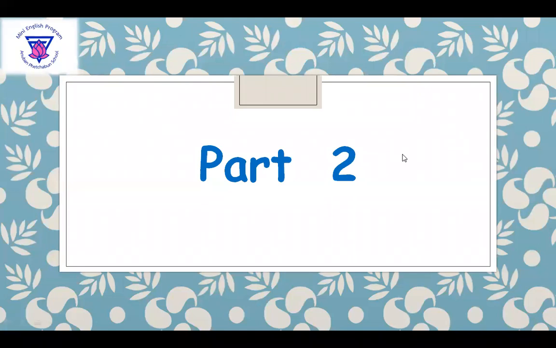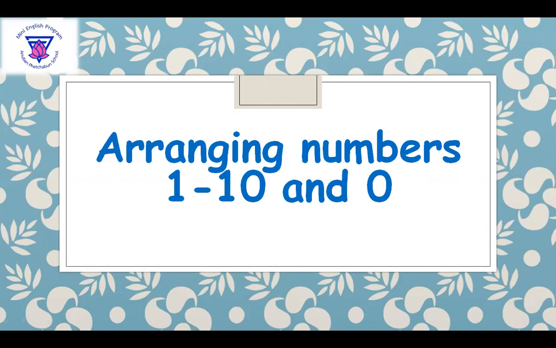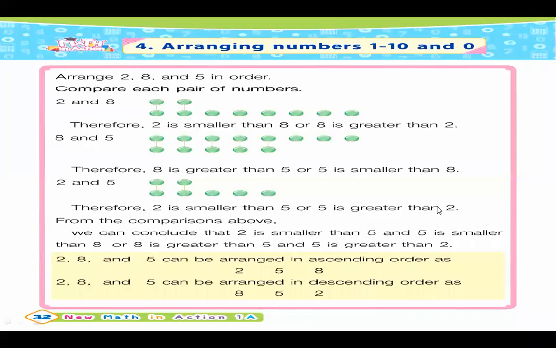This is part 2 of our lesson last time. The title of our lesson is Arranging Numbers 1 up until 10 and 0. Look at this picture, students. Let's say arrange 2, 8, and 5 in order.